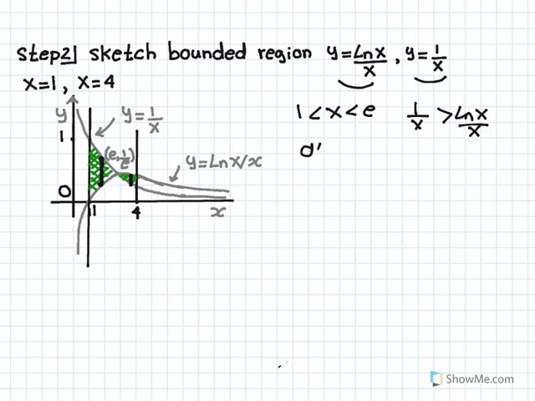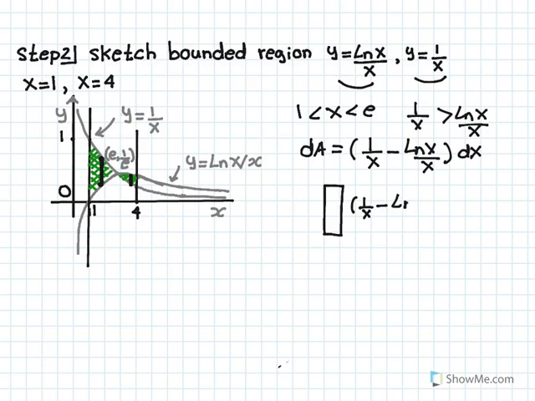The differential area is going to be the top y value, which is 1 over x, the larger y value, minus the smaller y value, which is log x divided by x, times dx. Let's draw a typical rectangular slice. Here the height of this rectangular slice is 1 over x minus log x divided by x. The width is dx, and this is the differential area described by this quantity, 1 over x minus log x over x, times dx.